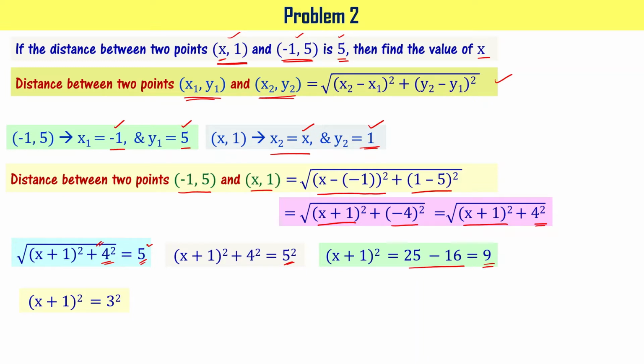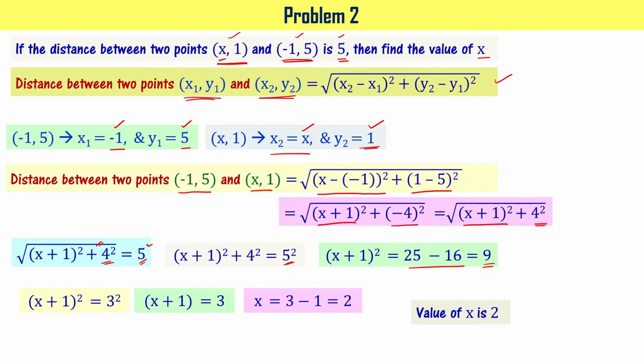If I drop the square on both sides of the equation, then it becomes x + 1 = 3, right? It means x = 3 − 1, that is equal to 2. So to answer the question, the value of x is 2. This is what we are asked to find, right?